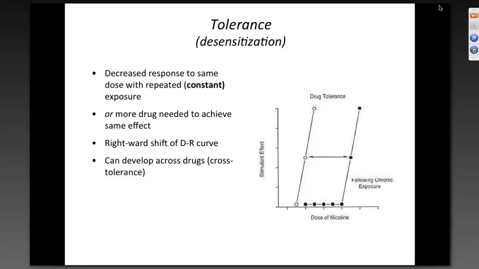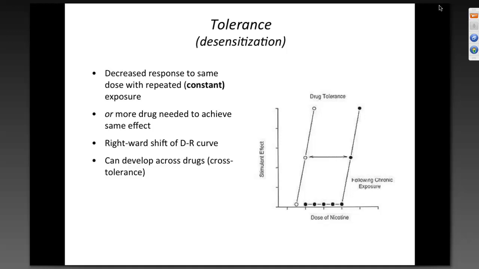So, tolerance, desensitization, decreased response to the same dose. Okay? Decreased response to the same dose. Or, if you want to say it in the converse, it becomes more drug is needed to achieve the same effect. Whichever way your brain likes to hear, that's the way I encourage you to take it in. Either way, we still have to know that it is a rightward shift of the dose-response curve. Well, that makes sense, right?